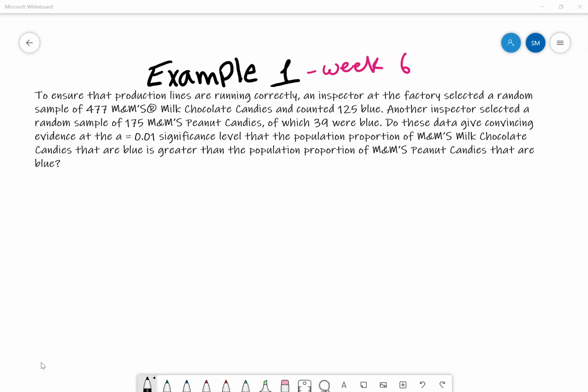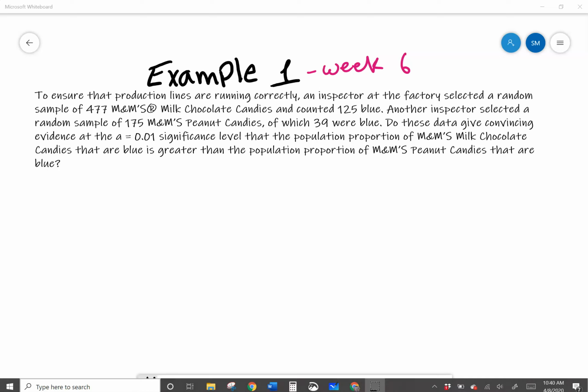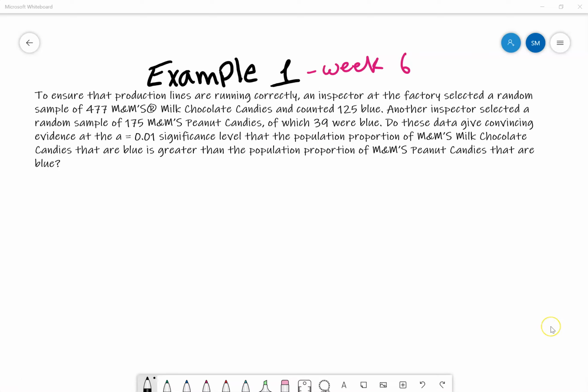To ensure that production lines are running correctly, an inspector at the factory selected a random sample of 477 M&Ms milk chocolate candies and counted 125 blue. Another inspector selected a random sample of 175 M&M peanut candies, of which 39 were blue. Does this data give convincing evidence at the alpha equals 0.01 significance level that the population proportion of M&Ms milk chocolate candies that are blue is greater than the population proportion of M&M peanut candies that are blue?